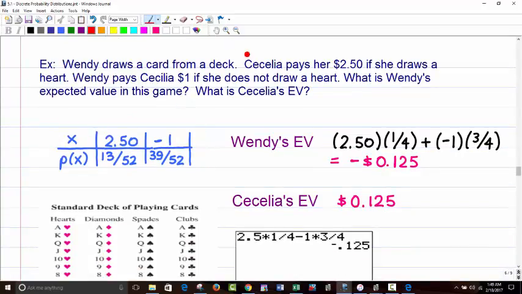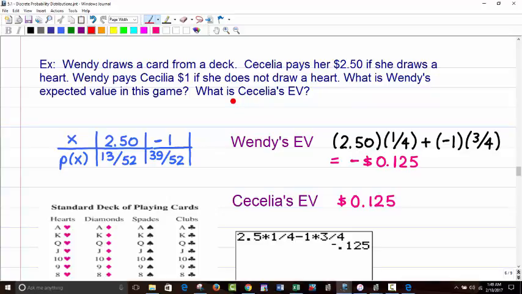So let's say these two people are playing a game against each other. Anytime you've got what they call a zero-sum game, whatever your expected value is, the opponent has the opposite. Going back to that roulette example, the players have a negative 5.26% advantage, which is obviously a disadvantage. That means the casino has a positive 5.26%. It's just the opposite sign. So we're going to look at this from Wendy's point of view. What would be her expected value? Cecilia's would just be the opposite. You don't have to redo the calculation.